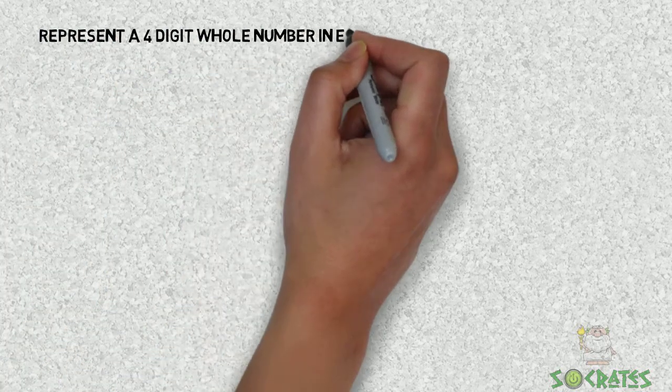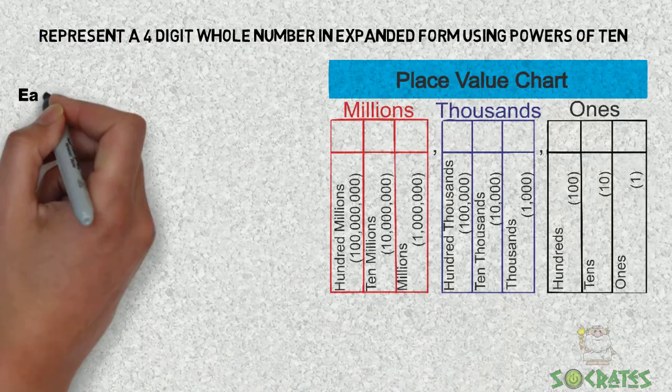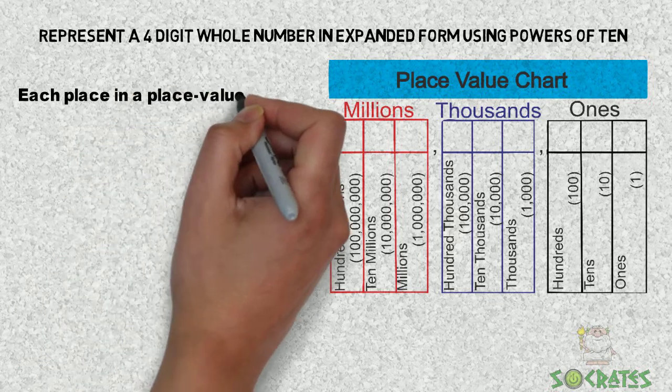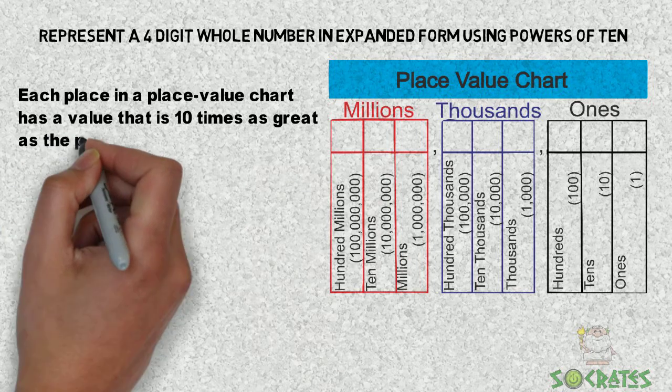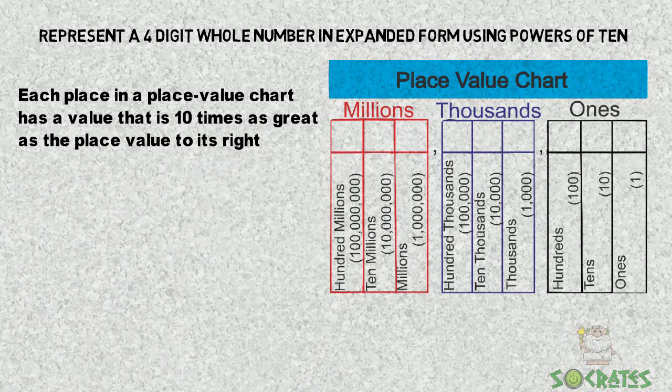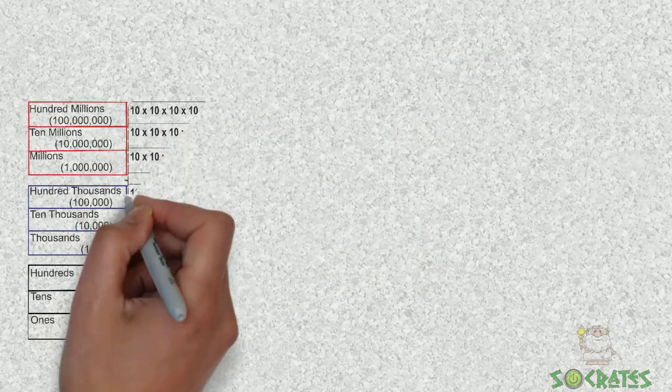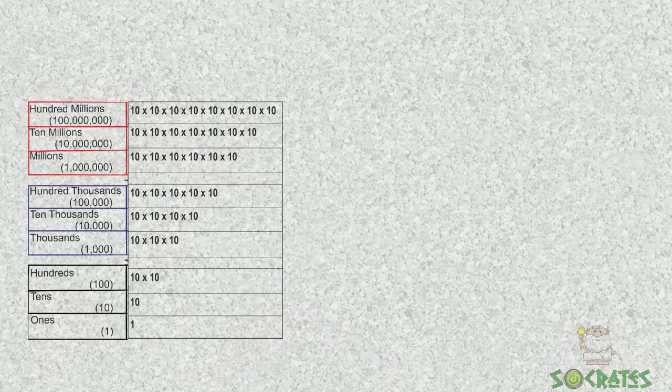Represent a 4-digit whole number in expanded form using the powers of 10. Each place in a place value chart has a value that is 10 times as great as the place value to its right. So let's break that down. When we look at each place in the place value, it's multiplied by 10 to get to the next place value space.